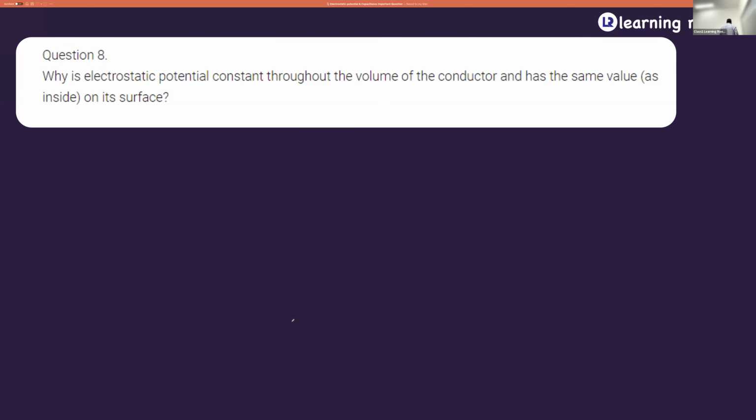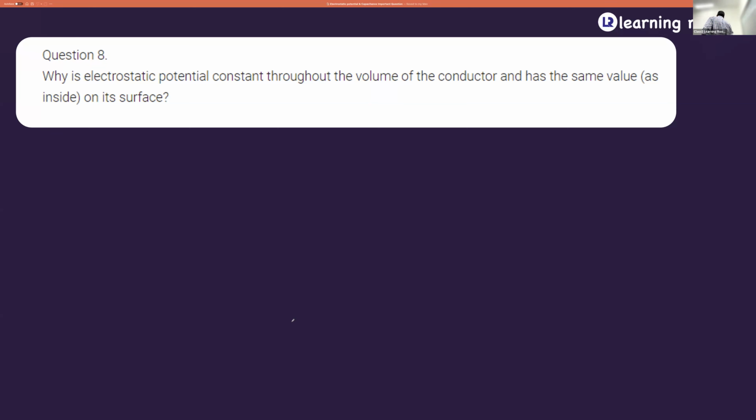So the next one. Why is the electrostatic potential constant throughout the volume of a conductor and has the same value as inside, which is present on its surface? What is this actually? You have seen this. This is the electrostatics of conductor, the fourth point in it.